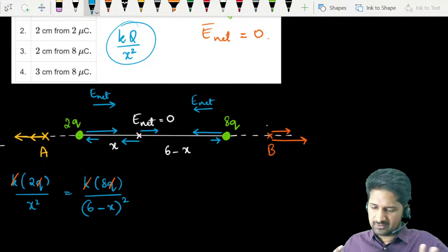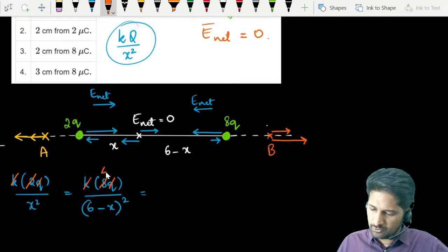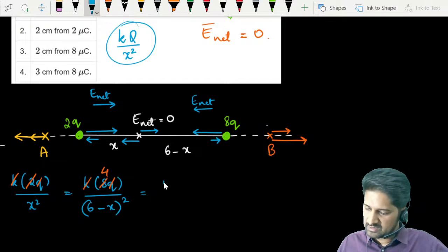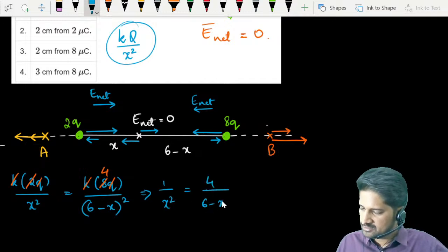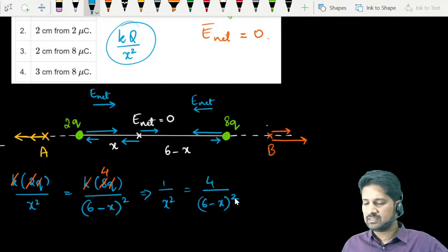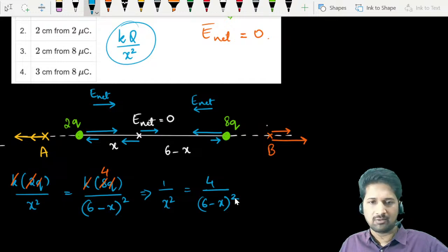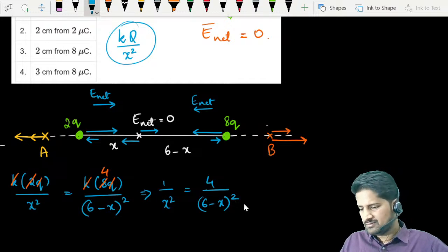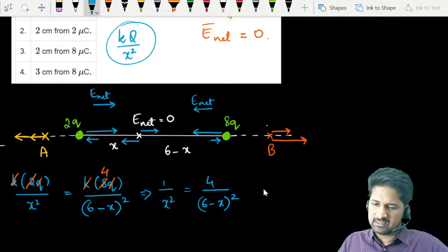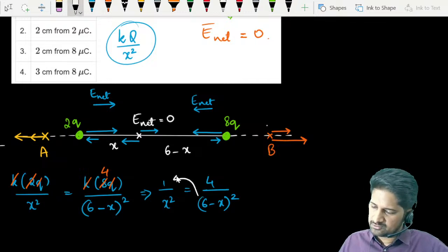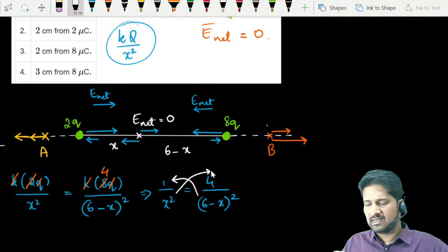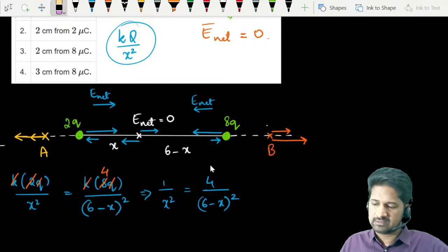Right. So if you cancel k and q, you will be left with 2 and 8, which can also be cancelled. You will be left with 4 here. So this equation changes to 1 by x square is equal to 4 divided by (6 minus x) whole square. How did we get this? We just balanced the electric fields produced by the two charges, which were in opposite directions. Now again, in a hurry, some of you may have this tendency to send (6 minus x) whole square this side, x square this side, and evaluate the quadratic equation. That will be a lengthy procedure, and it's not necessary also.